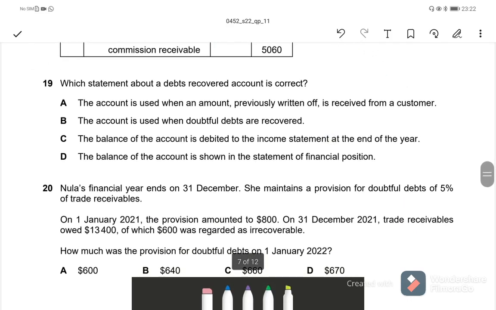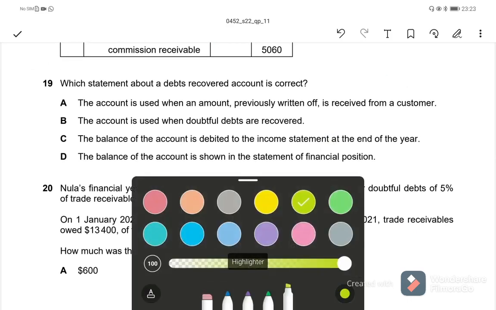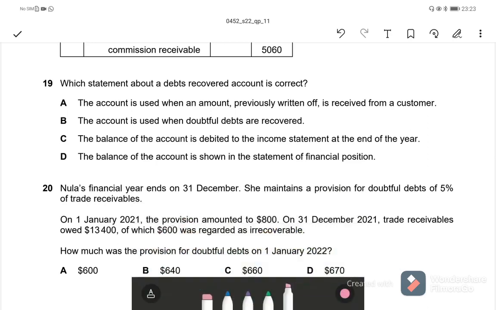Next, 19. Which statement about the debts recovered account is correct? First one, the account is used when an amount previously written off is received from a customer. Debts recovered account is used if the customer pays the amount after the bad debt was written off. So the correct answer is option A.